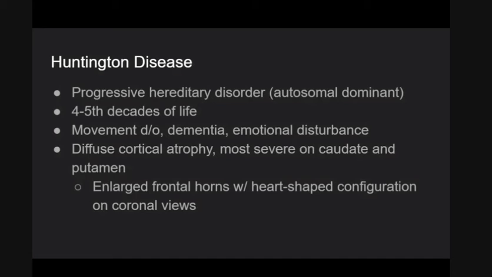So for Huntington disease, which is a progressive hereditary disorder which usually occurs in the fourth and fifth decades of life, movement disorder, dementia, and emotional disturbances are usually the clinical findings. And imaging-wise, it presents as diffuse cortical atrophy, most severely affecting the caudate and putamen, which can present as enlarged frontal horns with a heart-shaped configuration on coronal views.